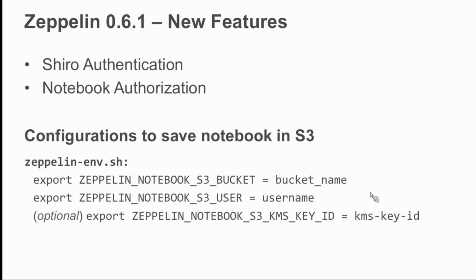So the other thing that's in EMR 5 is the latest version of Zeppelin. Zeppelin 0.6.1 has authentication, Shiro authentication, as well as notebook authorization. You have the ability to override the storage mechanisms for notebooks. So you can now take advantage of S3 to manage notebooks within Zeppelin.